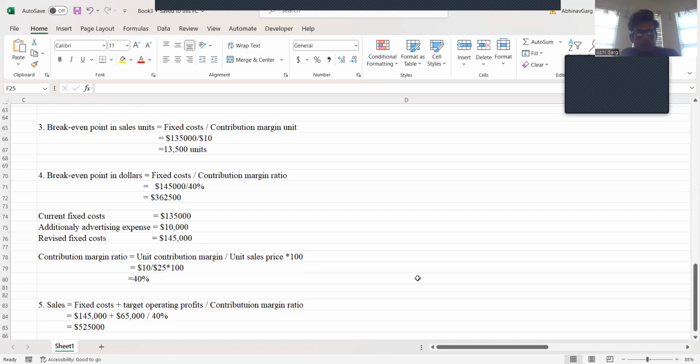So the required sales formula is fixed cost plus target operating income, that is $65,000, divided by contribution margin ratio. Now we also know that contribution margin ratio is 40%, fixed cost is $1,45,000, and target operating profit is $65,000 because it is the same operating income that we got last year. So $1,45,000 plus $65,000 is $2,10,000, divided by 40%, that is $5,25,000. So the required sales in dollars is $5,25,000 to attain a target profit of $65,000.